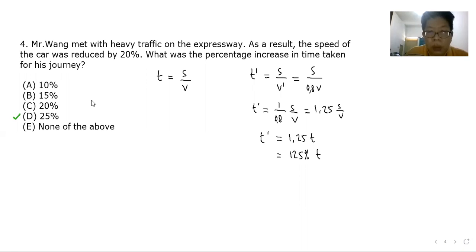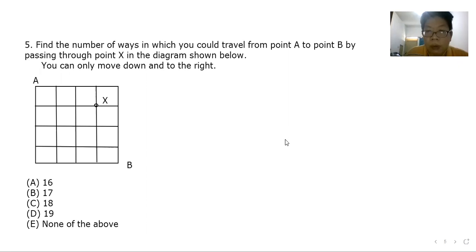Not 20%. For the final problem in this sample question of SEAMO C, we have the diagram here. This is like a checkerboard. This is point A and this is point B. You can only move from point A to point B, moving only down or to the right. This is the restriction here. In how many ways can you travel from point A to point B by passing through point X?